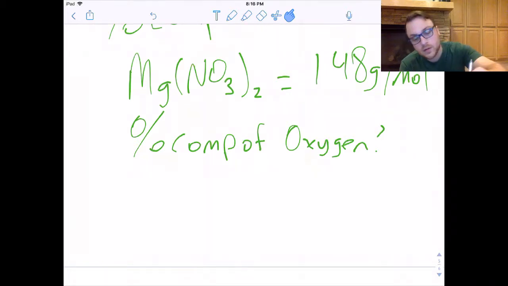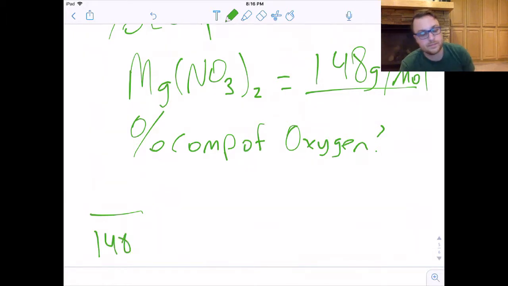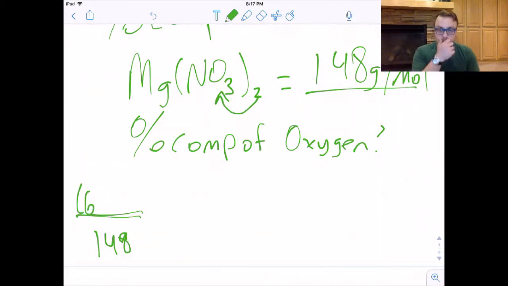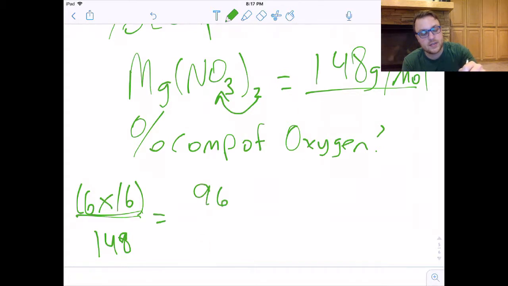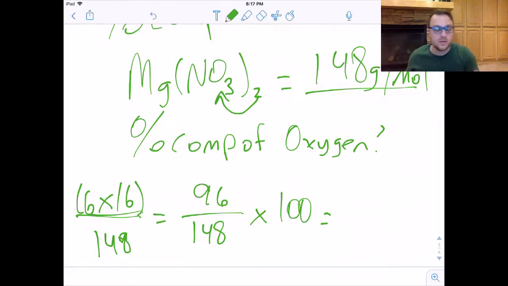So, your whole is 148 grams. You have 2 times 3, 6 oxygens, times how much oxygen weighs, which is 16. So it's 96 over 148 times 100. And when you do that, you should get about 65%. And that should be to the correct sig figs.